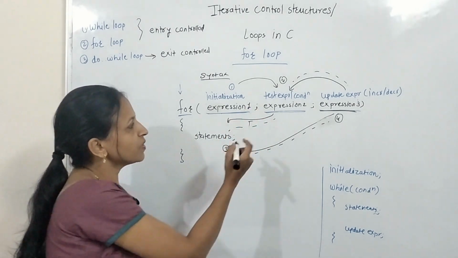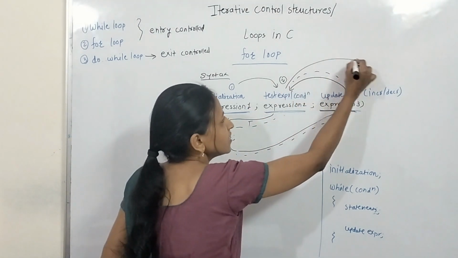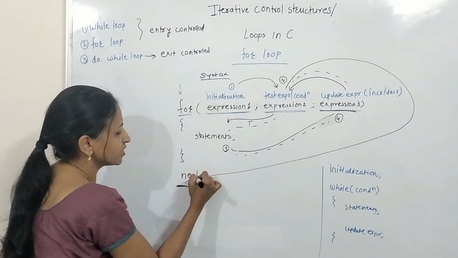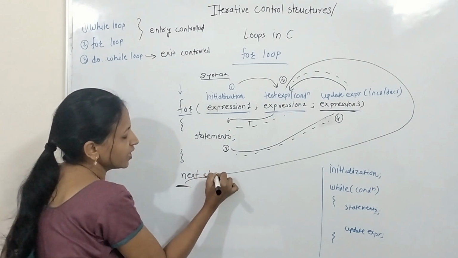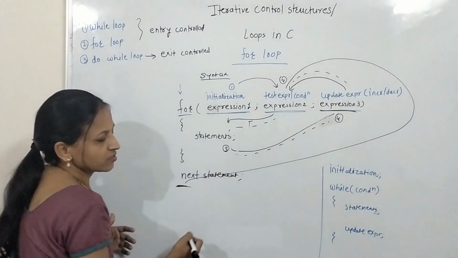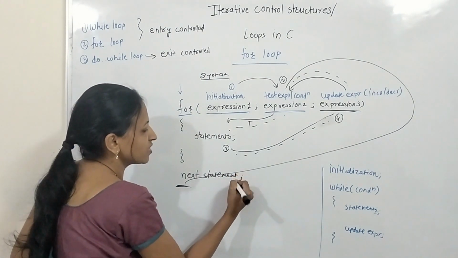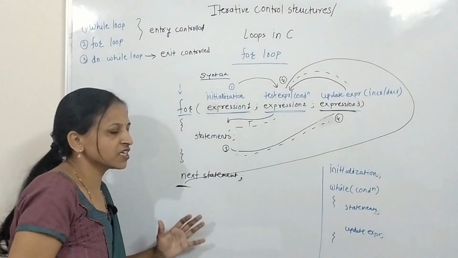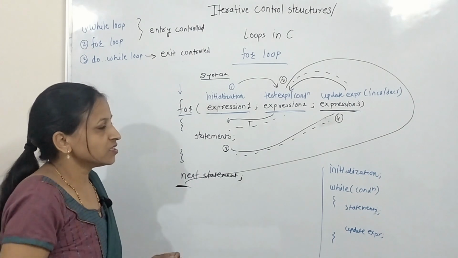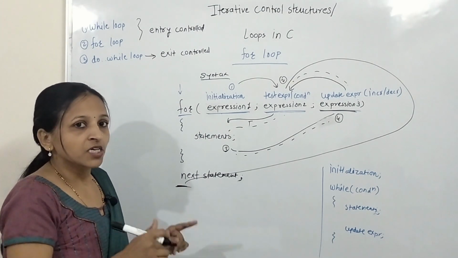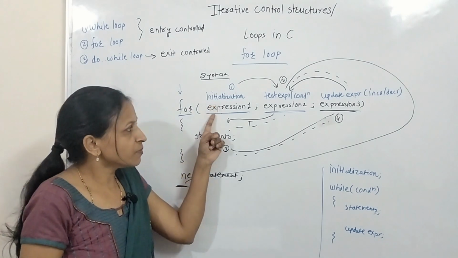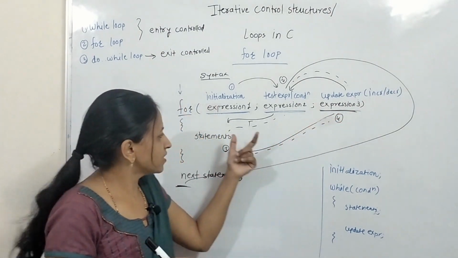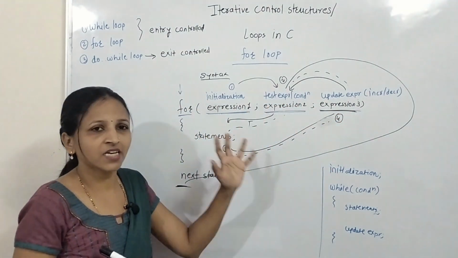Whenever the condition becomes false, the control automatically shifts here, to whatever next statement we have written in the program. The next statement after the for gets executed automatically, and the statements written after that for execute one by one. This is the execution of a for loop. In this case, initialization takes place only once, but the condition check, the update expression and the statements are executed again and again.